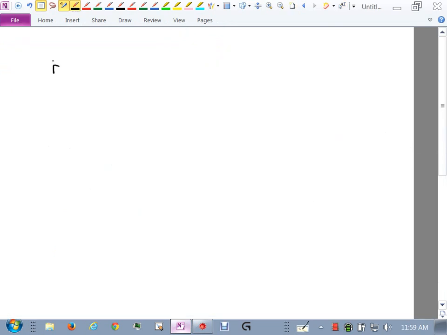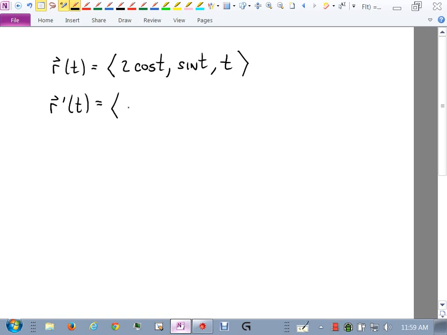So my r of t, there's something very subtle in this problem that I want to make sure everyone understands. I'm not there yet. I'll get to it in a second. Here's our vector function. We want to find its derivative, right? Derivative pretty straightforward: negative 2 sine t, cosine t, and 1, right?